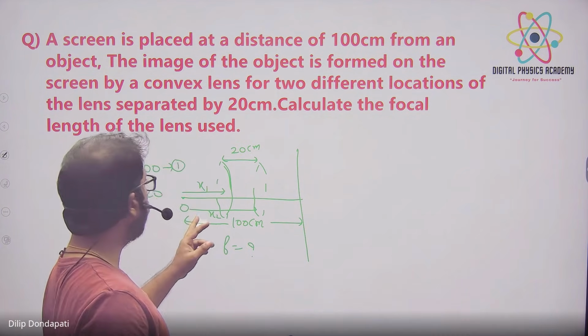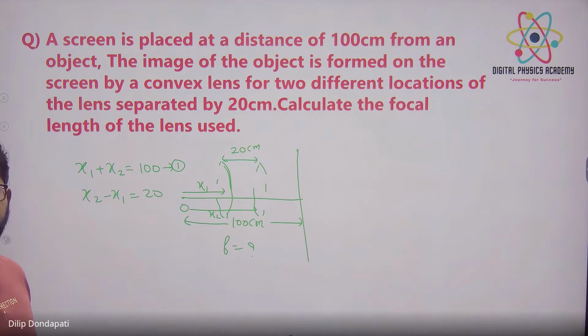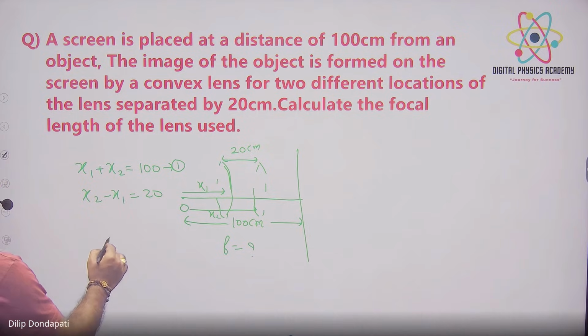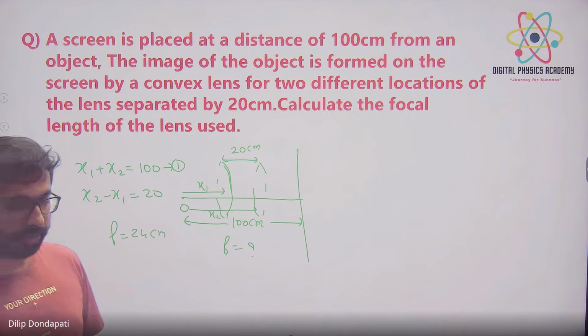Okay, f is how much then? Focal length I want. 24 is the answer. F is equal to 20. Yes. Do you understand?